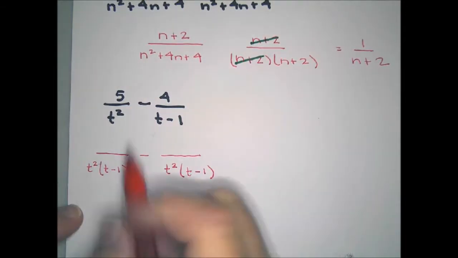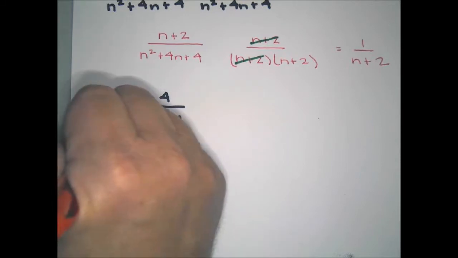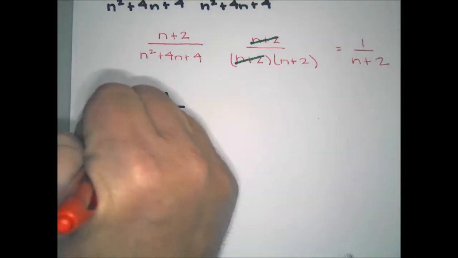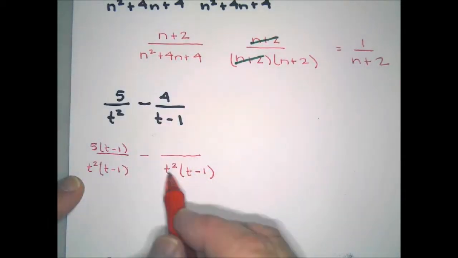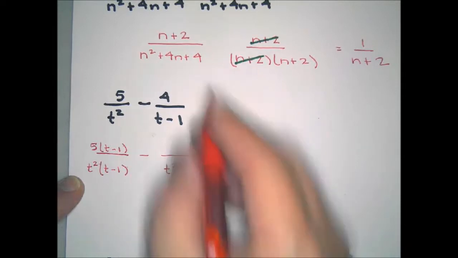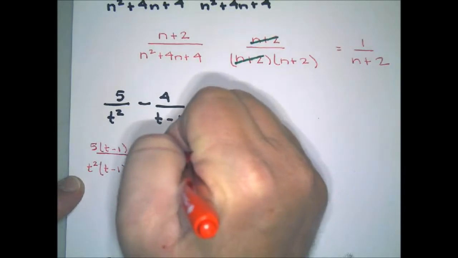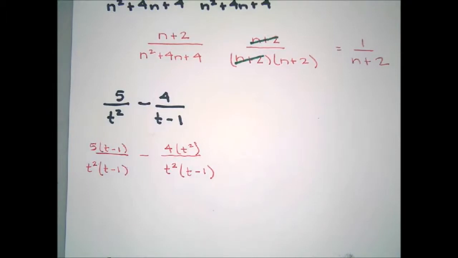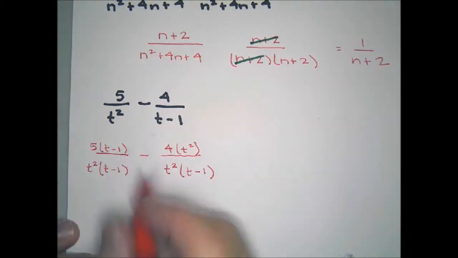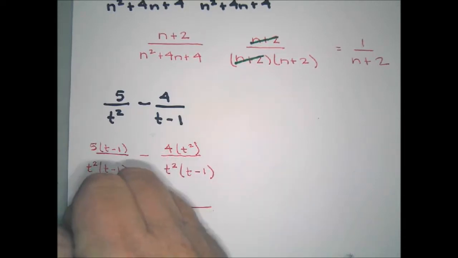Now, this one already has the t squared, so what it needs is the t minus 1. We're going to take that 5, and we're going to have to multiply in the t minus 1. Now, this one has the t minus 1, so what we need to do is take that 4 and introduce by multiplication the t squared to it. Now, the next step is going to be keep the denominators. We haven't put the two fractions together yet.